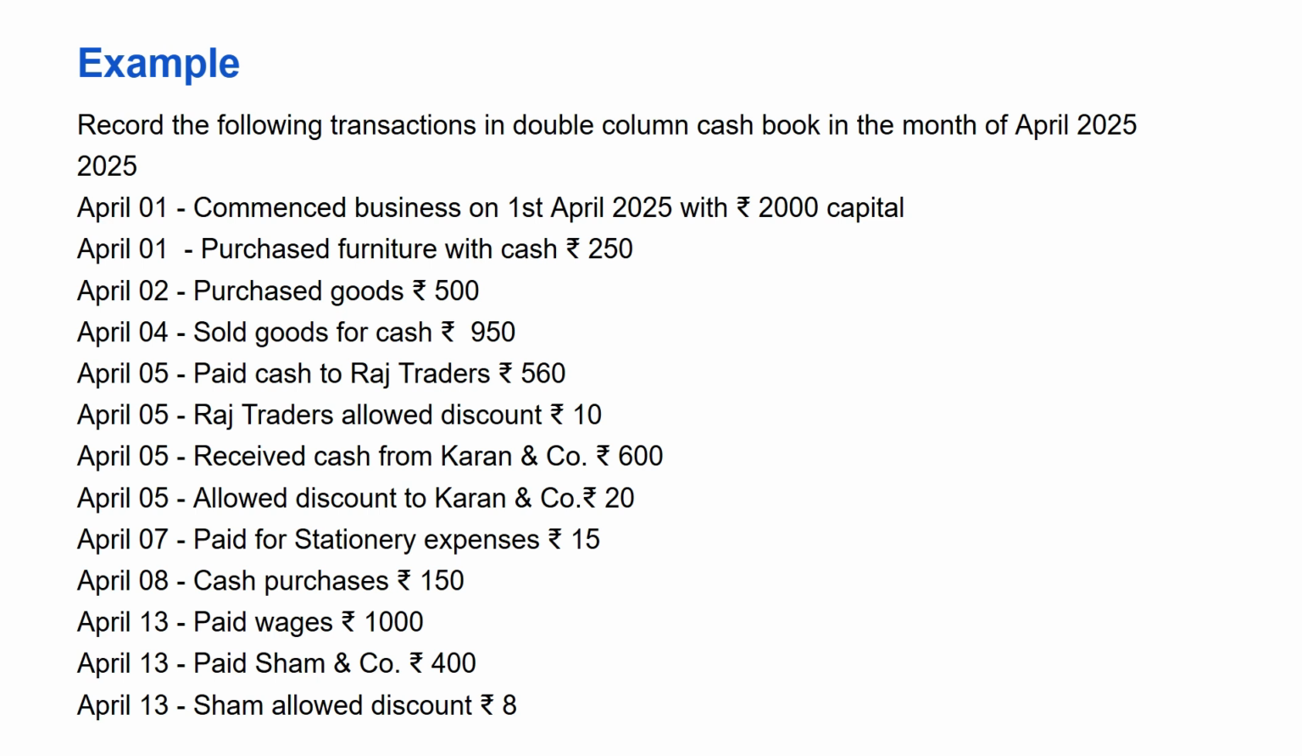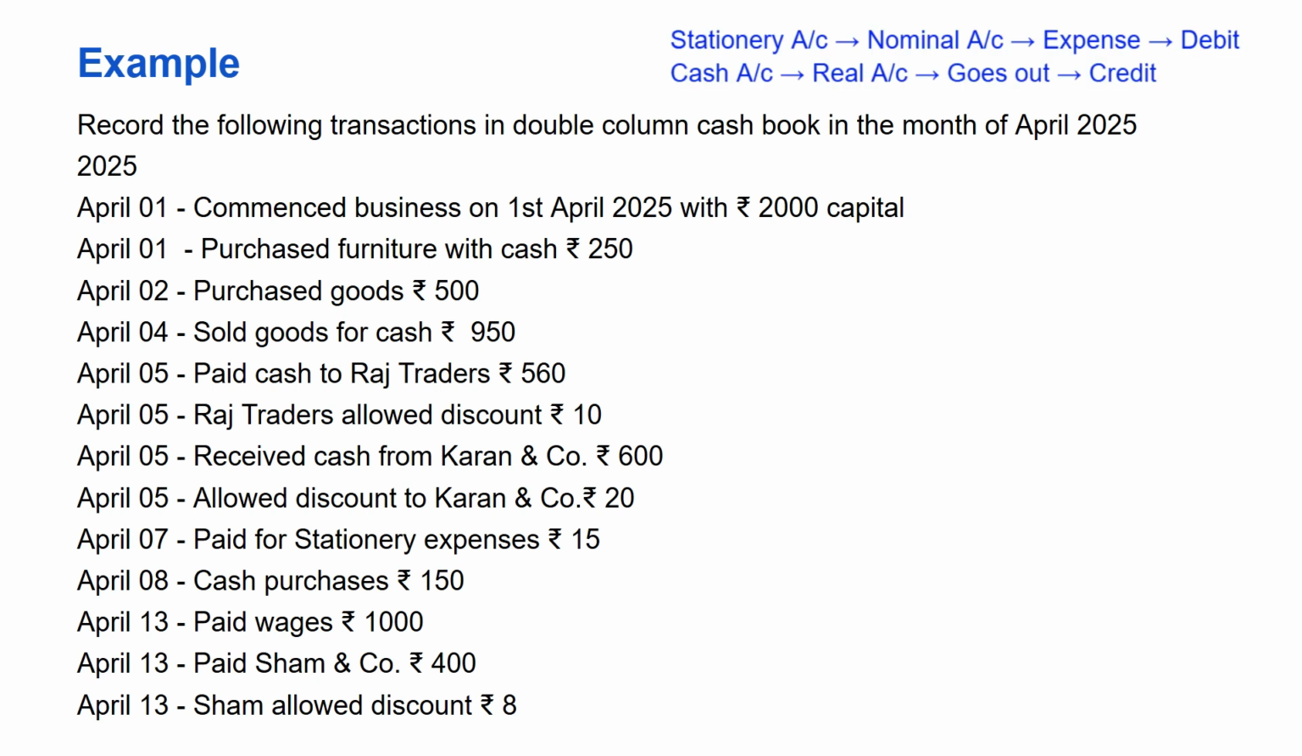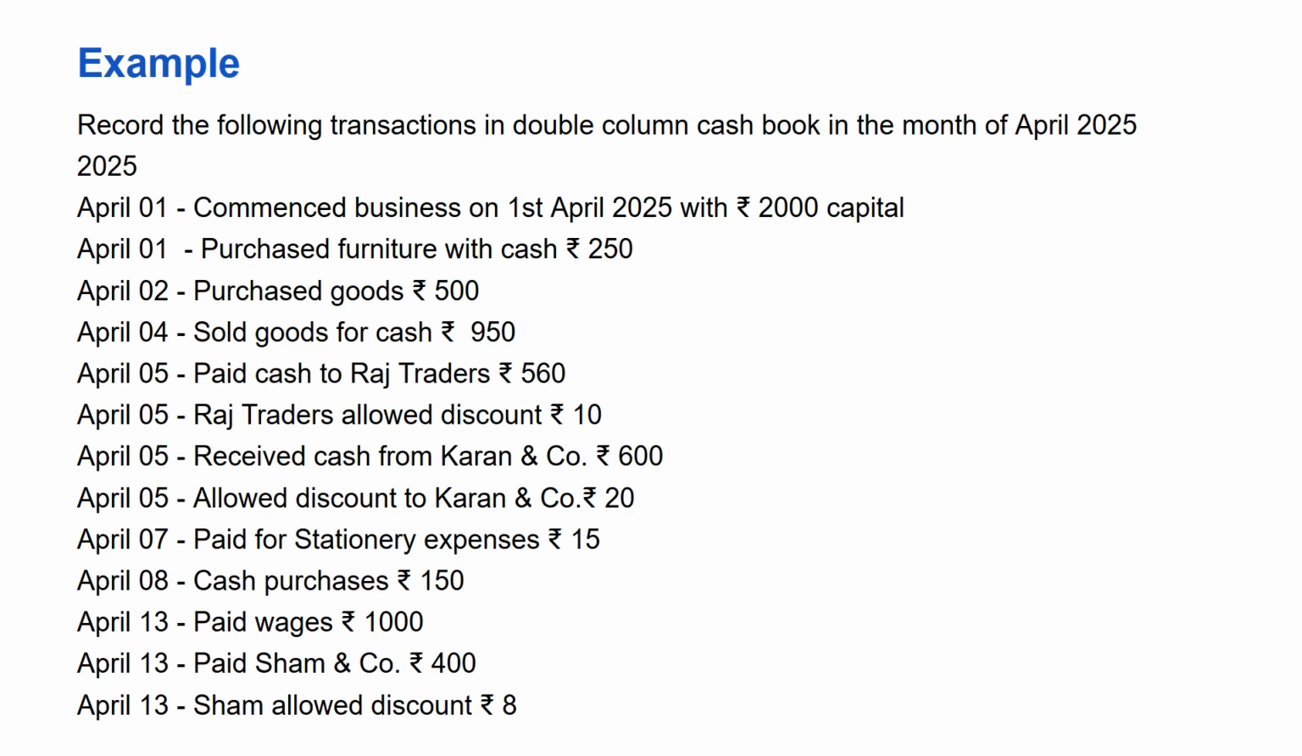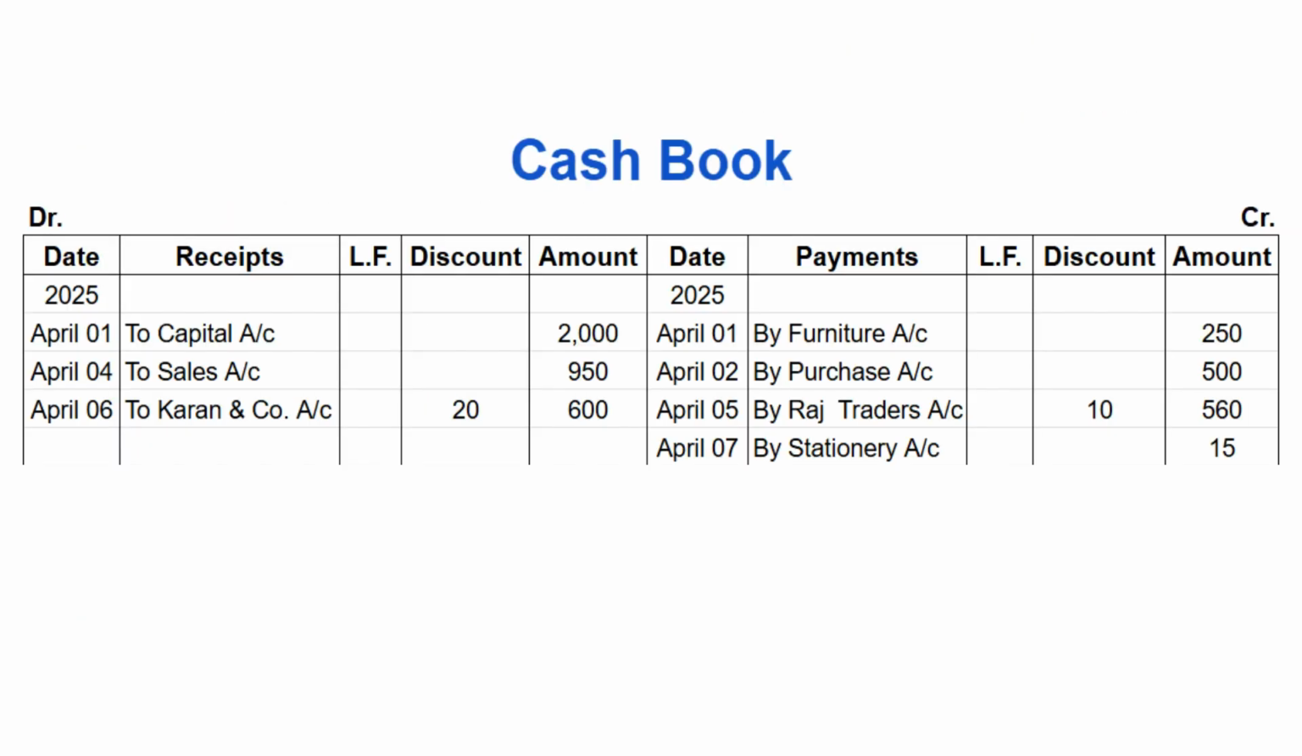Here the two accounts affected are stationery account and cash account. Stationery account, it is nominal account and it is an expense, so debit the expenses. And cash account is real account and cash goes out of the business, so it is credited. Let's see how we'll record it. Credit side, April 5, by stationery account rupees 15.